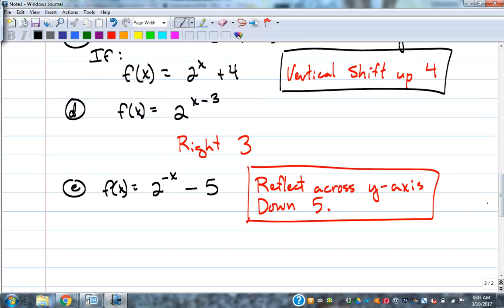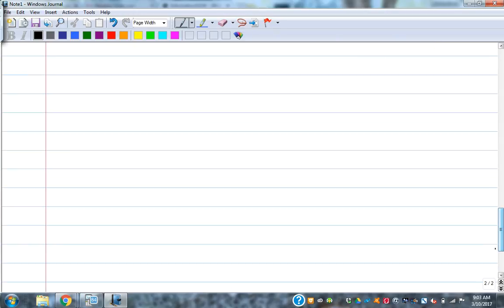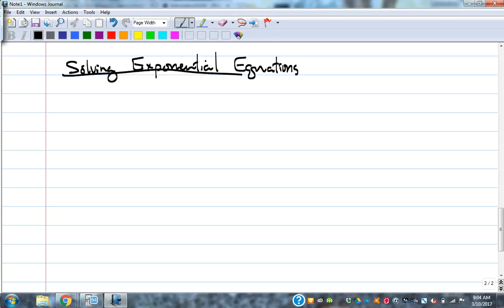Let's get to the real meat of the lesson today. Solving exponential equations. You guys have done this before. This is Algebra 2. Oh, again. Really, that's all this is.